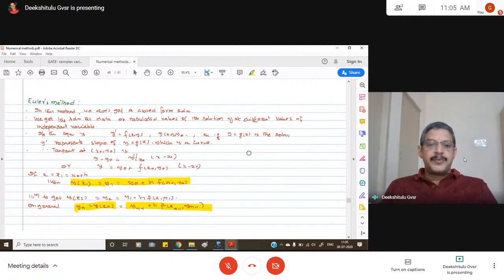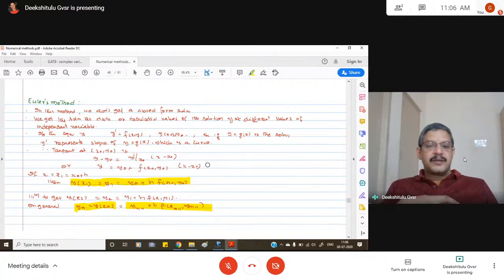And the given point x0, y0 is already given. If you find this slope from the curve, then the point slope form of the tangent is y minus y0 is equal to the slope at x0, that is y dash at x0, into x minus x0. Or y is equal to y0 plus, what is y dash? y dash is f of x, y at x0, y0. So this becomes x minus x0 into f of x0, y0. This is the equation of the tangent.